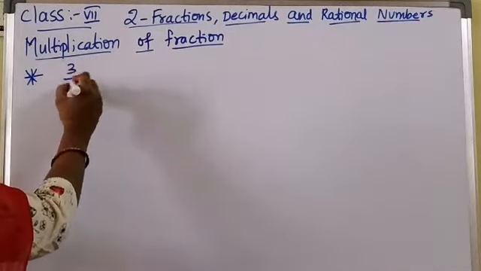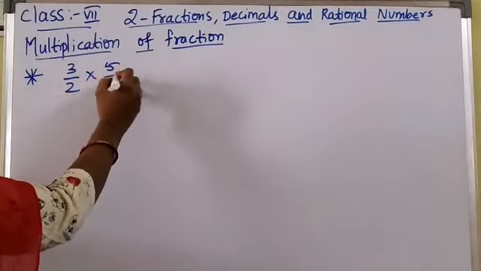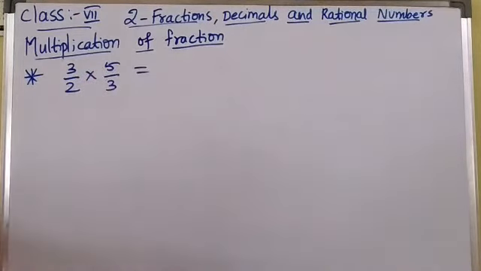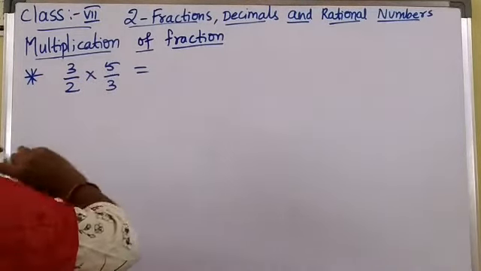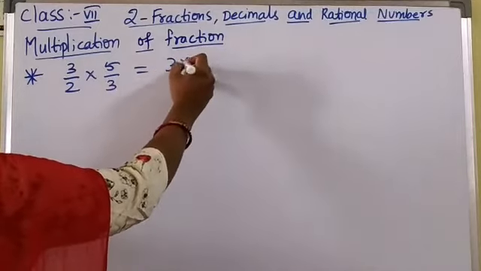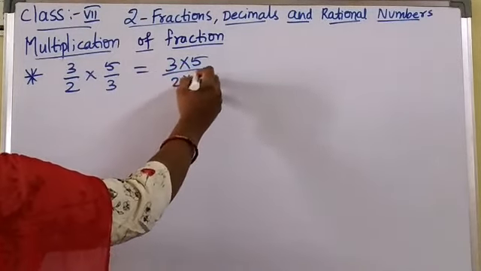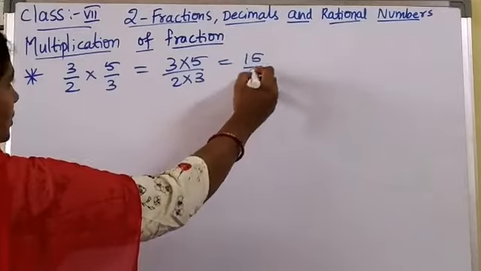Here 3 by 2 and 5 by 3. If you observe, 3 by 2 is an improper fraction and 5 by 3 is an improper fraction. How much answer you will get? 3 into 5 by 2 into 3. So 3 5s are 15, 2 3s are 6.